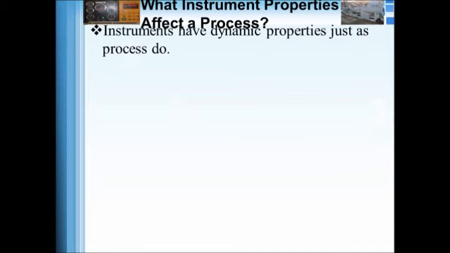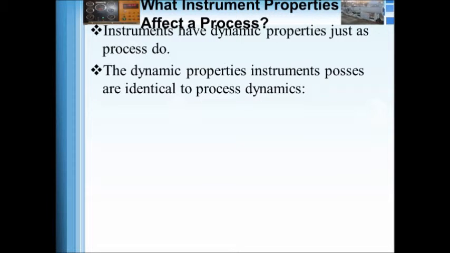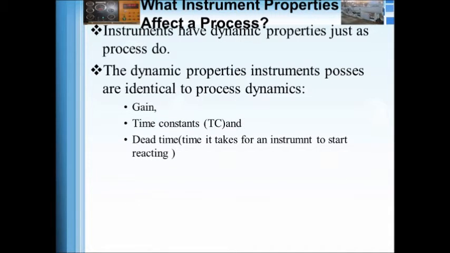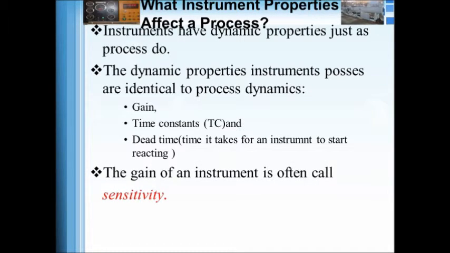Instruments have dynamic properties, just as processes do. The dynamic properties of an instrument are identical to process dynamics: gain, time constant, and dead time. The gain of an instrument is often called sensitivity.